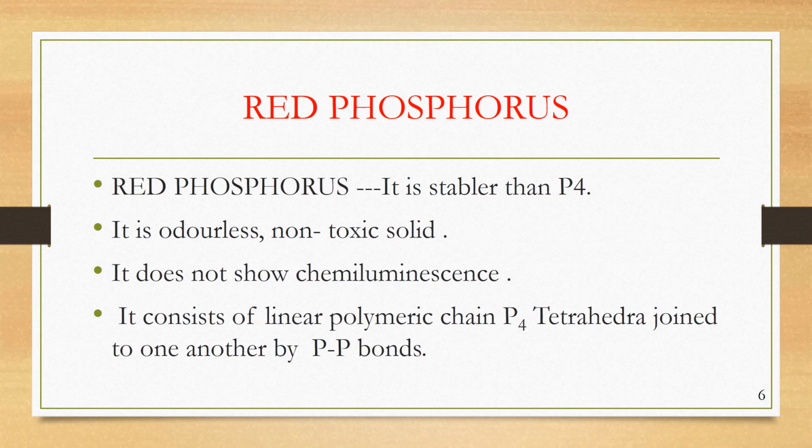Next variety that we have is red phosphorus. Red phosphorus is somewhat stabler than white phosphorus. It's an odorless, non-toxic solid formed from white phosphorus, and it does not show chemiluminescence. On checking the structure, we find that it consists of linear polymeric chains of tetrahedra joined together by P-P single bonds.